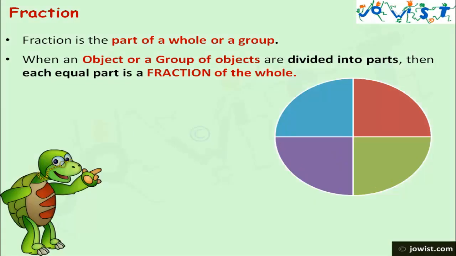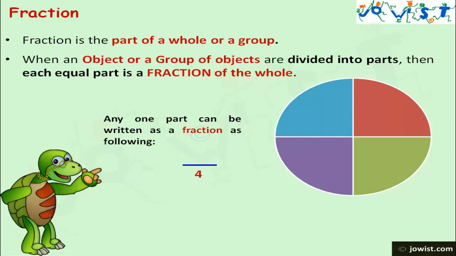If the same circle is divided into 4 equal parts, any one part can be written as fraction as following. 4, as it is divided into 4 parts: purple, blue, red, green. We need to represent one part, so we write 1 in the numerator. 1 by 4.